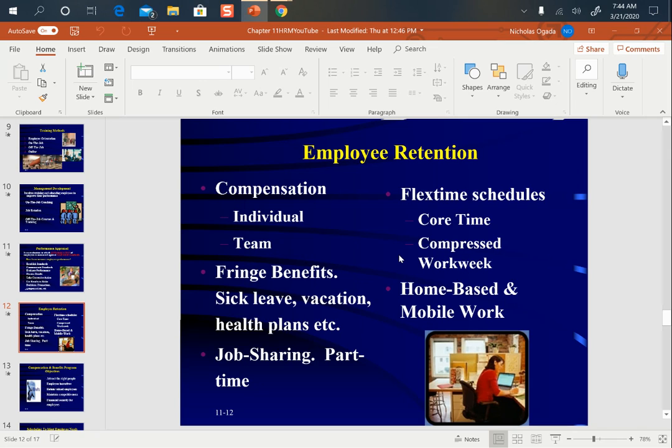So some companies have this. So how you come in and how you leave is not a big deal. The deal is that between that core time, that period, you must be on campus because that's the requirement of that schedule. So it gives employees flexibility in terms of when to come in and also when to leave, so long as you are available during that core time.